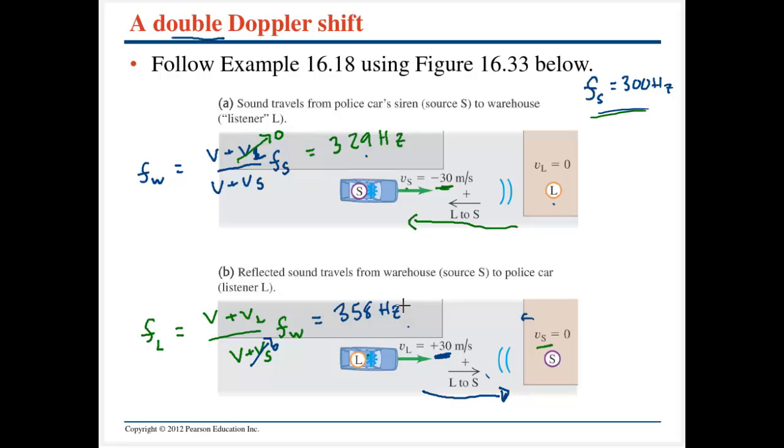If you were riding in the cop car, you would essentially also hear the beat frequency. The beat frequency is going to be the difference between those two. So 358 minus 300, you would hear a wum wum wum wum occurring at 58 hertz.